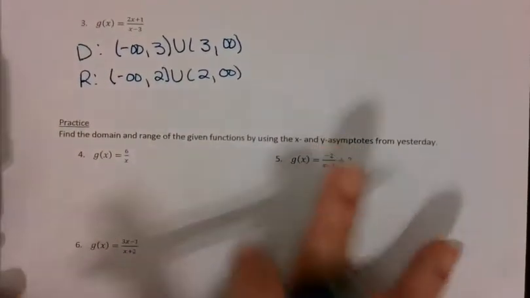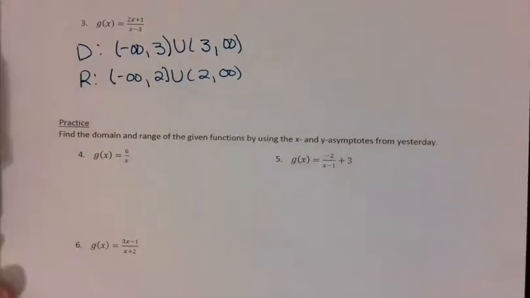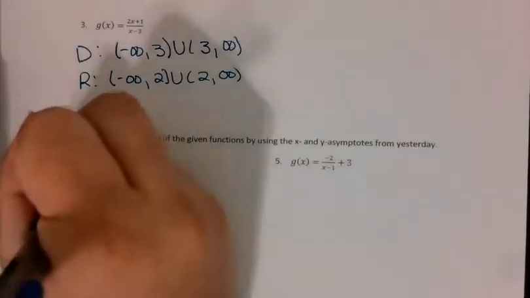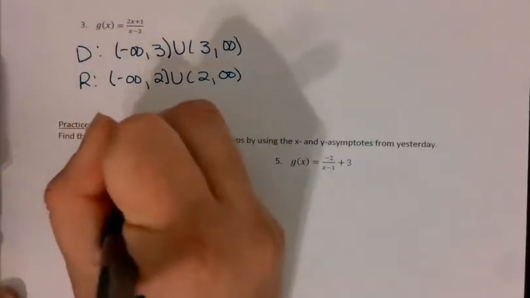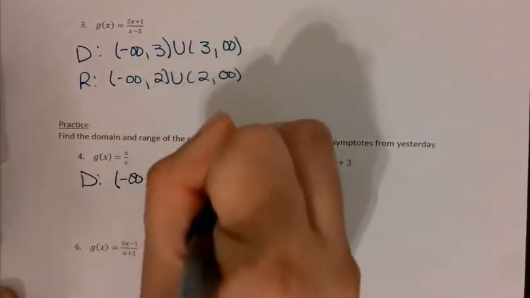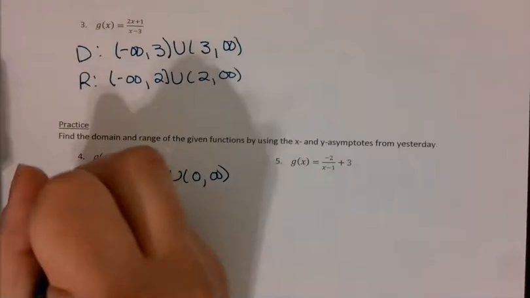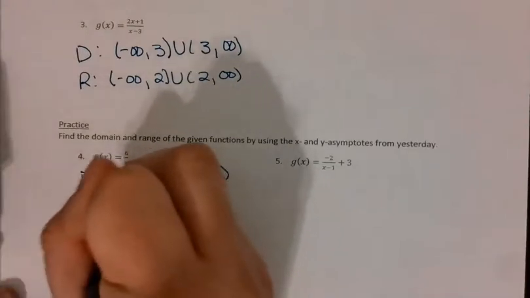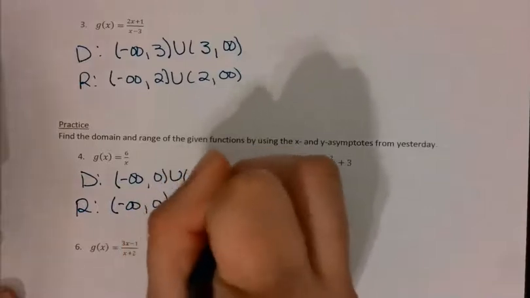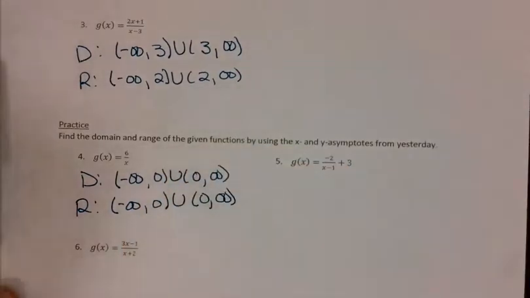So here I had for number 4 on yesterday's, my asymptotes were at 0, 0. So my breaks are going to be at 0. So domain is negative infinity to 0, unioned with 0 to positive infinity. Range is the same thing on this specific problem.